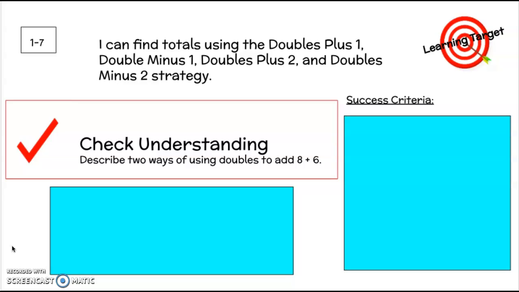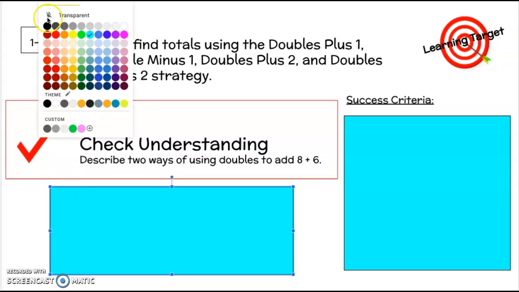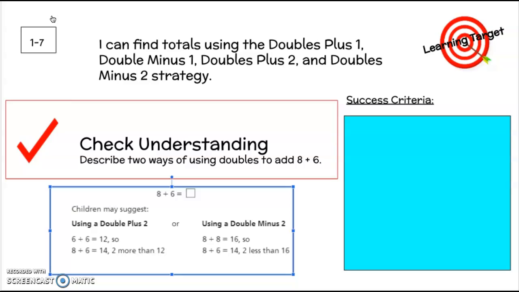I noticed that 8 and 6 are 2 apart. So really it's like 6 and 6 and 2 more. So it's like a double plus 2. Or I could think 8 and 8, and 2 less. Take 2 away. Double 8's minus 2, right? So we can show that 8 plus 6 equals blank.